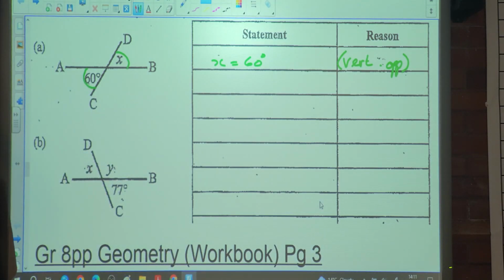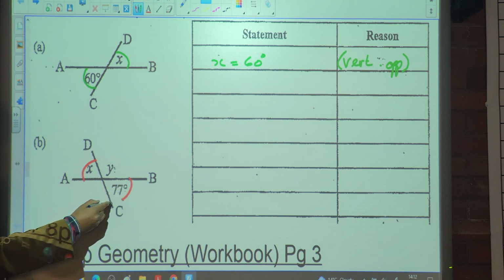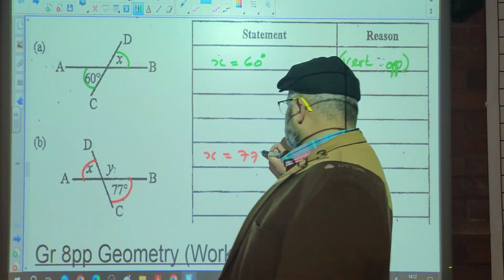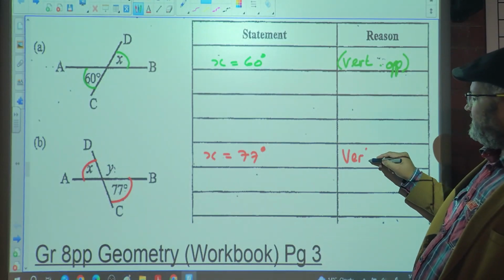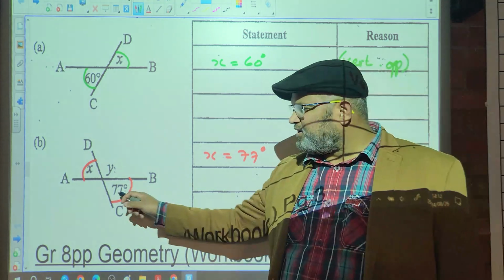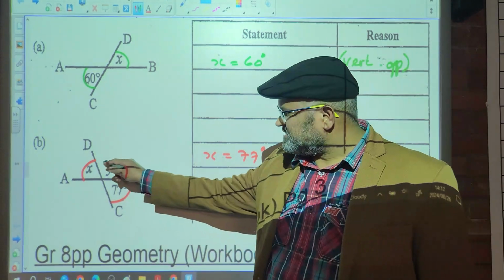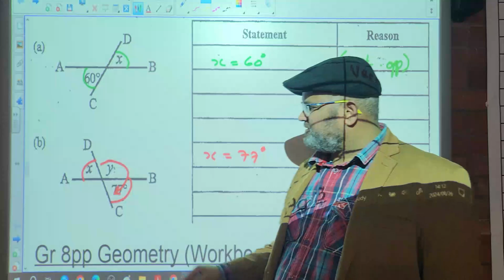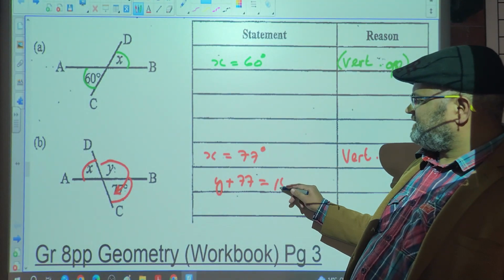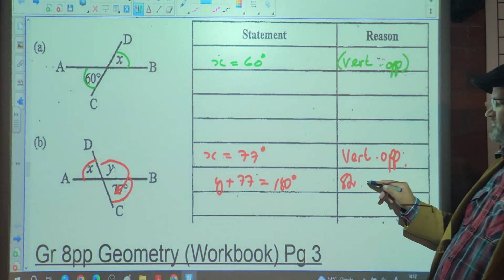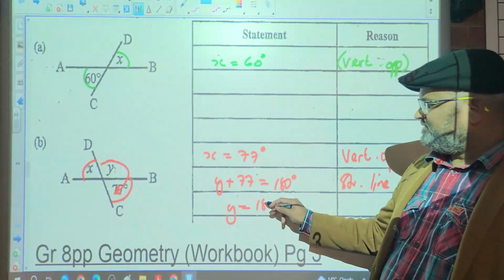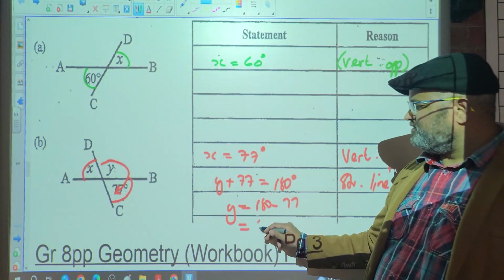I'm going to calculate x here. Vertically opposite. Can you see that, people? So x is equal to 77 degrees. Vertically opposite. How do you calculate y? Angles on a straight line. You all agree with that? So y plus 77 is equal to 180, straight line. So y is equal to 180 minus 77, which is 103.